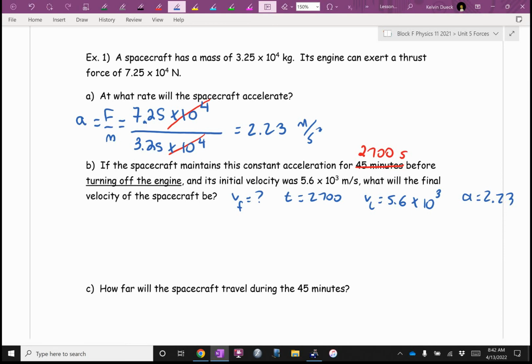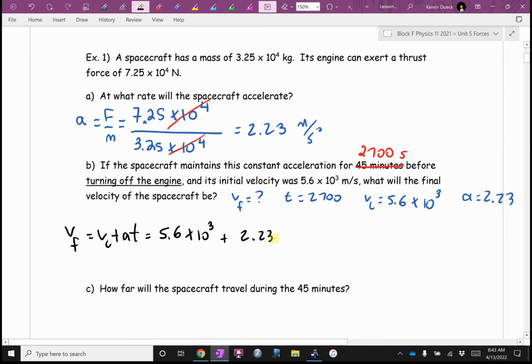Oh, which equation? It's going to be 5.6 times 10 to the 3 plus 2.23 answer button times 2700.